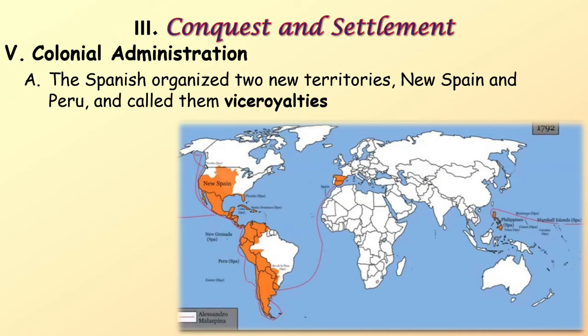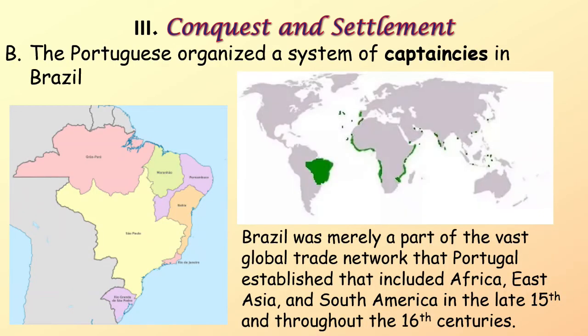Colonial administration. The Spanish organized two new territories, New Spain and Peru, and these new territories were called viceroyalties. The Portuguese organized a system of what they called captaincies in Brazil. Brazil was merely part, as you can see on this map, of the vast global trade network that Portugal established that included Africa, East Asia, South America in the late 15th and throughout the 16th centuries.